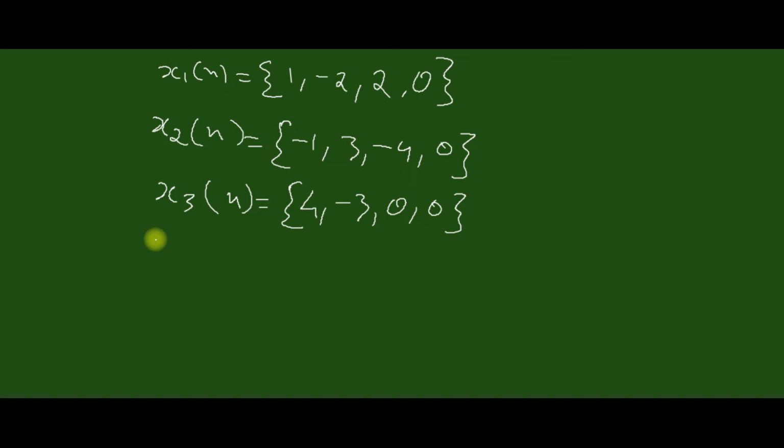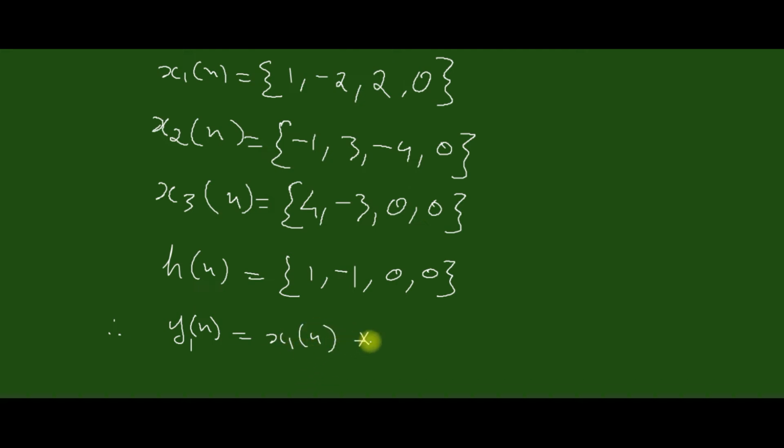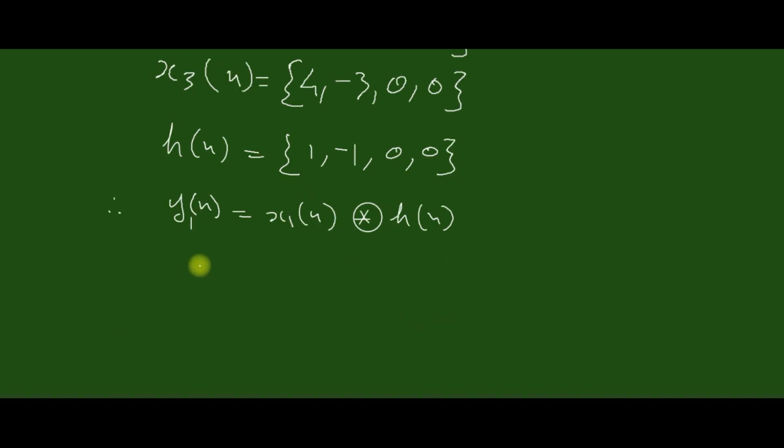So next we have to determine the circular convolution. In order to make the length of the impulse response equal to this data length, we can write h of n as 1, minus 1, then 2 more zeros are added. Therefore we can determine the output y1 of n equal to x1 of n circularly convolved with h of n. For this, first we make the circular matrix using h of n.